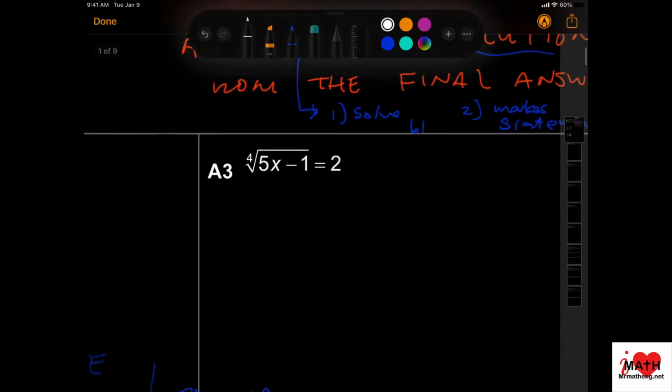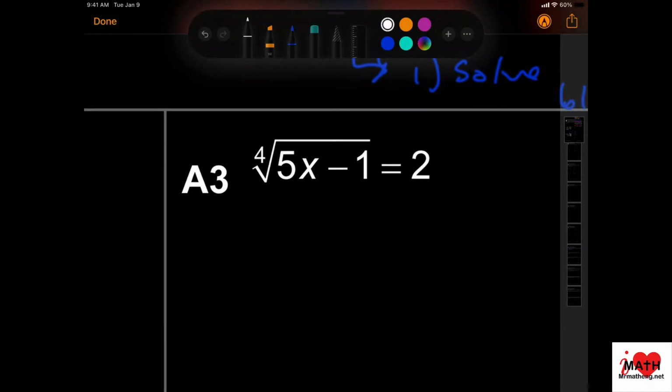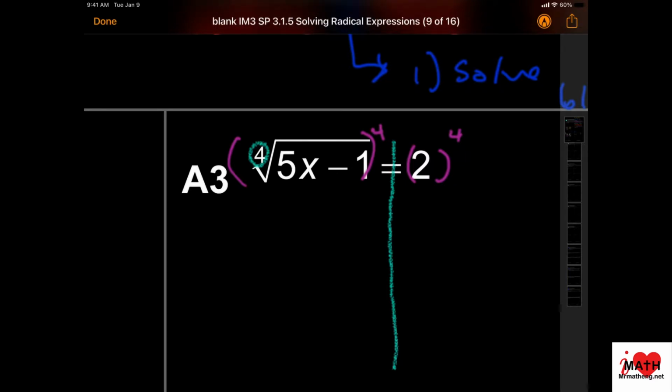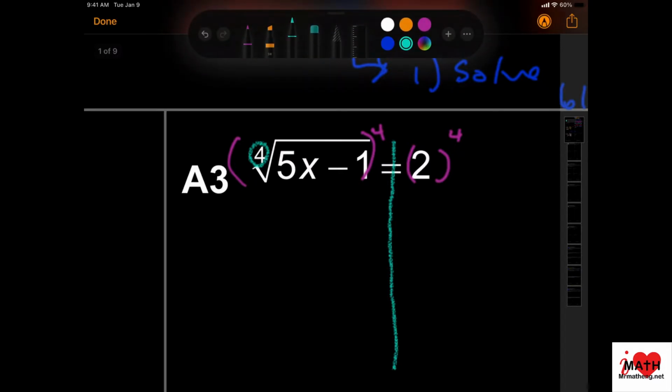Let's try A3 here. Is it isolated? It is isolated because there's nothing in front or behind it there in blue. So the next thing is to identify the root, which is a 4. And this 4 tells me to take each side to the 4th power. Now, I like to draw a line down my equal sign to separate the left and the right side. Steps of equality, or some people call these inverses. The 4 and the radical sign go away, so you're just left with the radicand, which is 5x minus 1. And 2 to the 4th power is not 2 times 4, it is 2 times 2 times 2 times 2, which is 16.